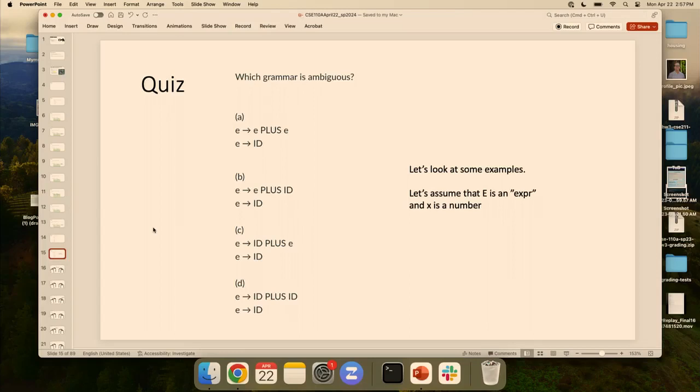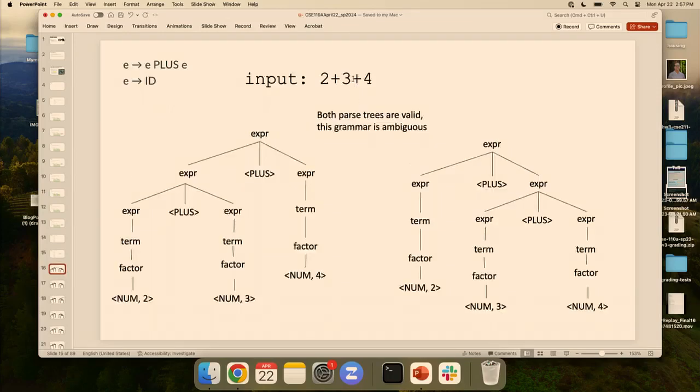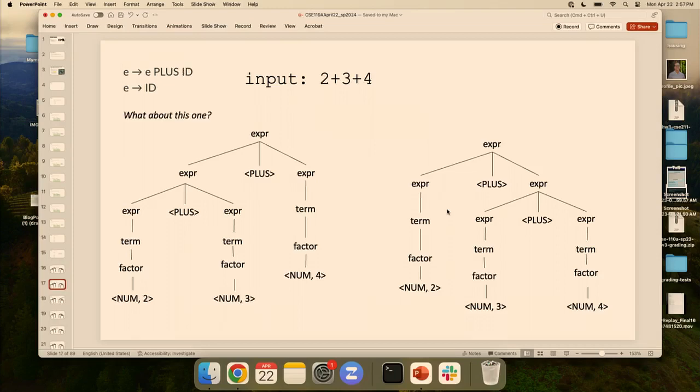So let's actually have a look. Let's assume that E is an expression and ID is a number. If we have 2 plus 3 plus 4, we saw this one a bit last time. If we have E plus E or an ID, there are 2 different parse trees that we can make. And the 2 different parse trees come about because there's a choice. We can either expand this E or we can expand that E. If you make different decisions on which one you expand, you get 2 different parse trees.